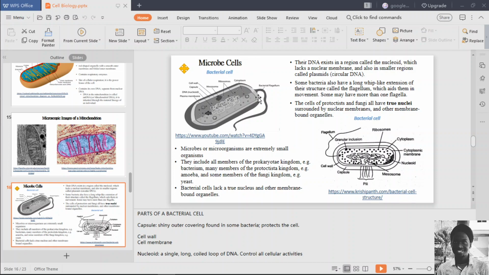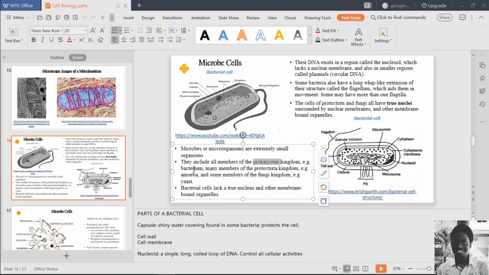Now, microbe cells or microbial cells. When we talk about microbes, we are talking about microorganisms, and these are extremely small organisms. They include all members of the prokaryote kingdom, for example bacterium, and this is a bacteria here. We'll go into the structure in a while. They also include many members of the Protoctista kingdom, for example Amoeba, and some members of the fungi kingdom, for example yeast. All these are microbes and microorganisms.